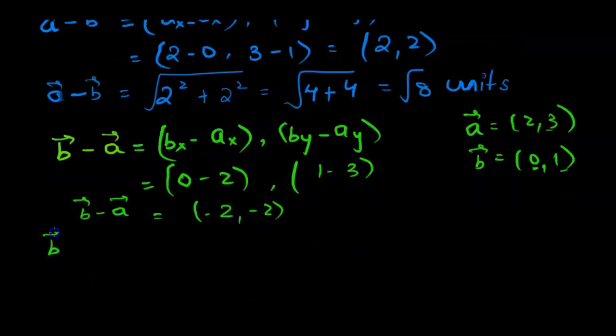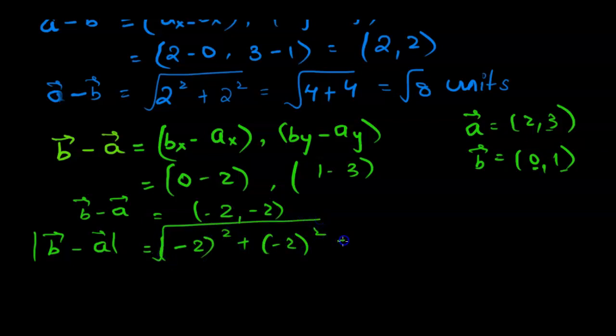If you're asked to find the magnitude of vector B minus A, we take the coordinates, which are negative 2 and negative 2, square them, and square root the sum. We get 4 plus 4, which is equal to square root 8 units.